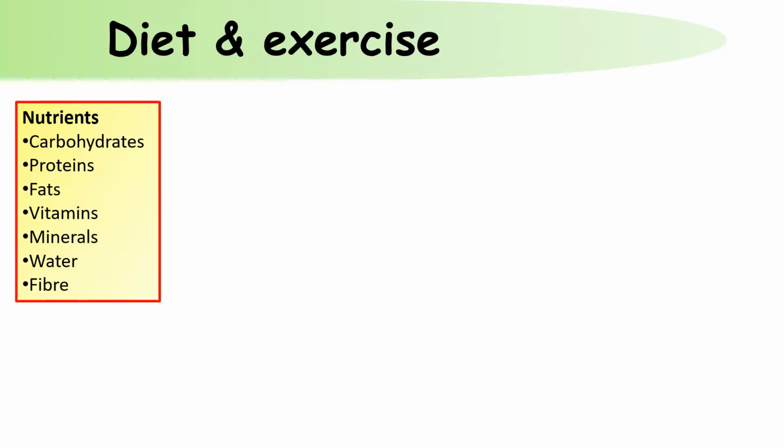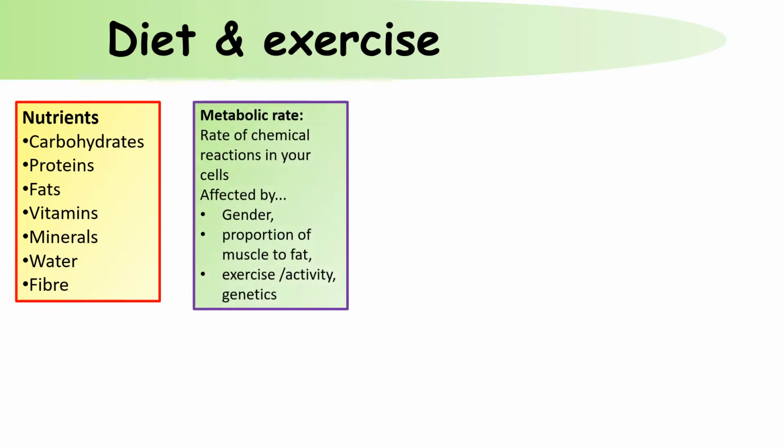Once these nutrients enter the body, you need to consider the metabolic rate. The metabolic rate in the body is how quickly chemical reactions are taking place in your cells. The 3 main things that affect this are gender. Men generally have a higher metabolic rate than women. Proportion of muscle to fat. People with more muscle will have a higher metabolic rate, and how active or how much exercise somebody does.